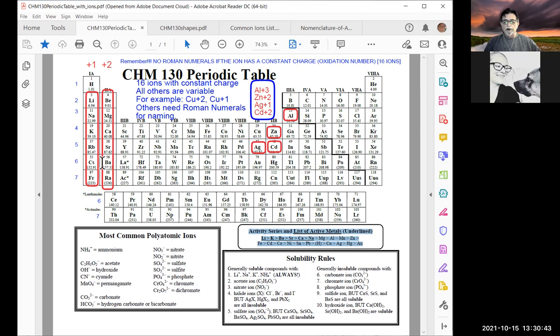I circled in red here the 16 metals that have an exact charge. Those are the sweet 16, as I call them. That means that all the other metals here have a variable charge, okay? And you might say, well, wait a minute. What if I'm not given the variable charge?